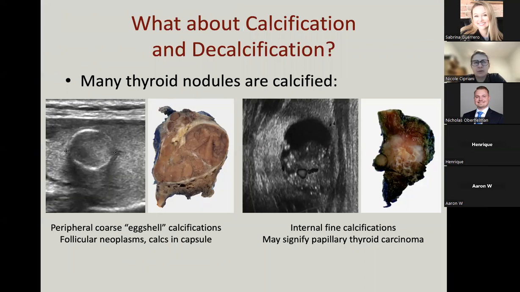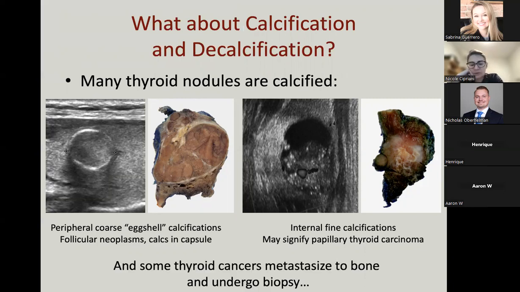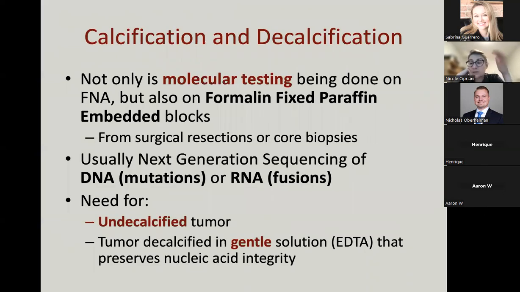Lastly, I just want to point out decalcification issues. So, some thyroids are extremely calcified, whether in this kind of eggshell calcification or the internal small calcifications of papillary thyroid carcinoma. And if this is the case, we may have to process these differently, which may take a little bit longer. So when we think about preservation of DNA and RNA and protein, our usual decalcification solution, which is hydrochloric acid, is very harsh, and you cannot do any kind of molecular testing if you use HCl.